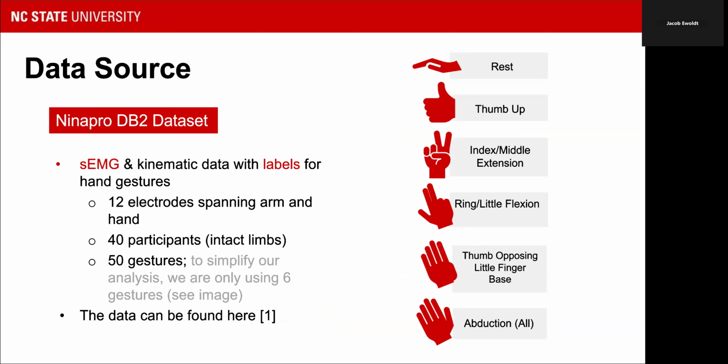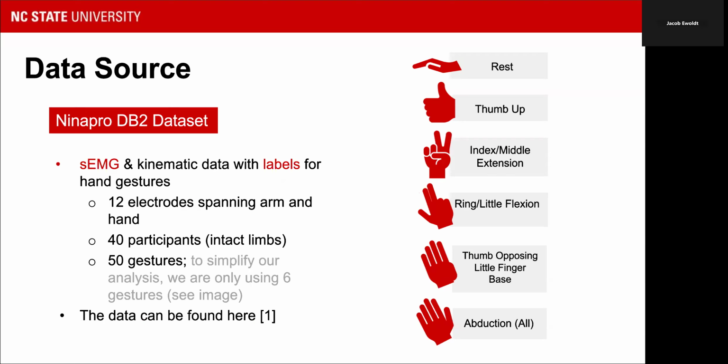For our data source, we based our model on the NinaPro DB2 dataset, a widely used benchmark for hand gesture recognition. It includes surface EMG recordings from 40 participants with intact limbs, collected using 12 electrodes placed strategically across the forearm and hand. These recordings correspond to 50 unique hand gestures that range from basic movements to more complex combinations.